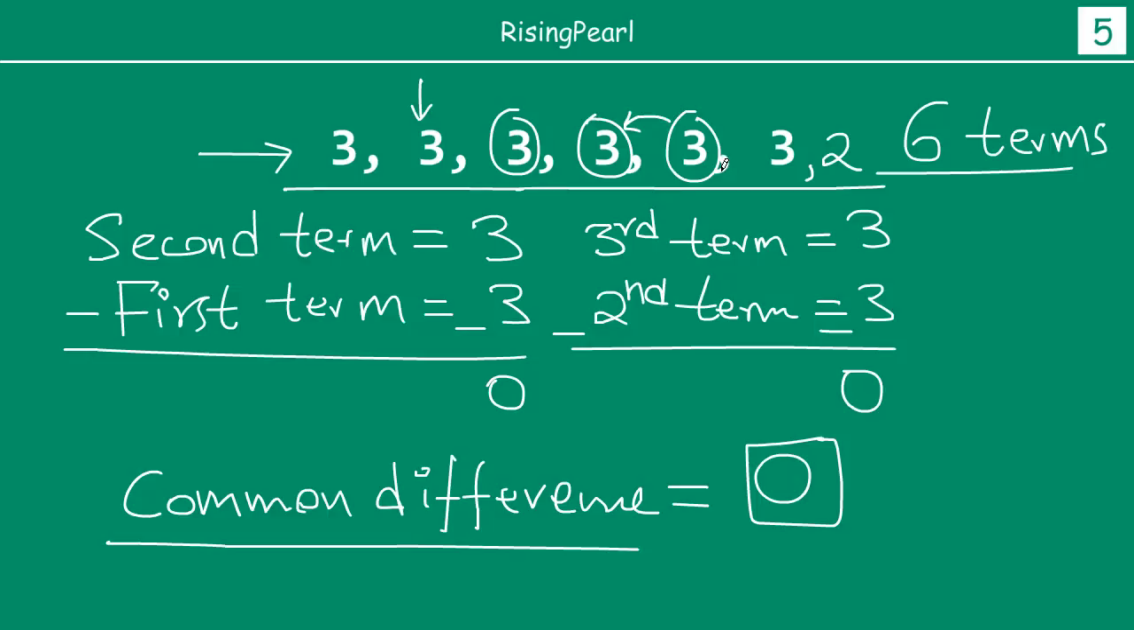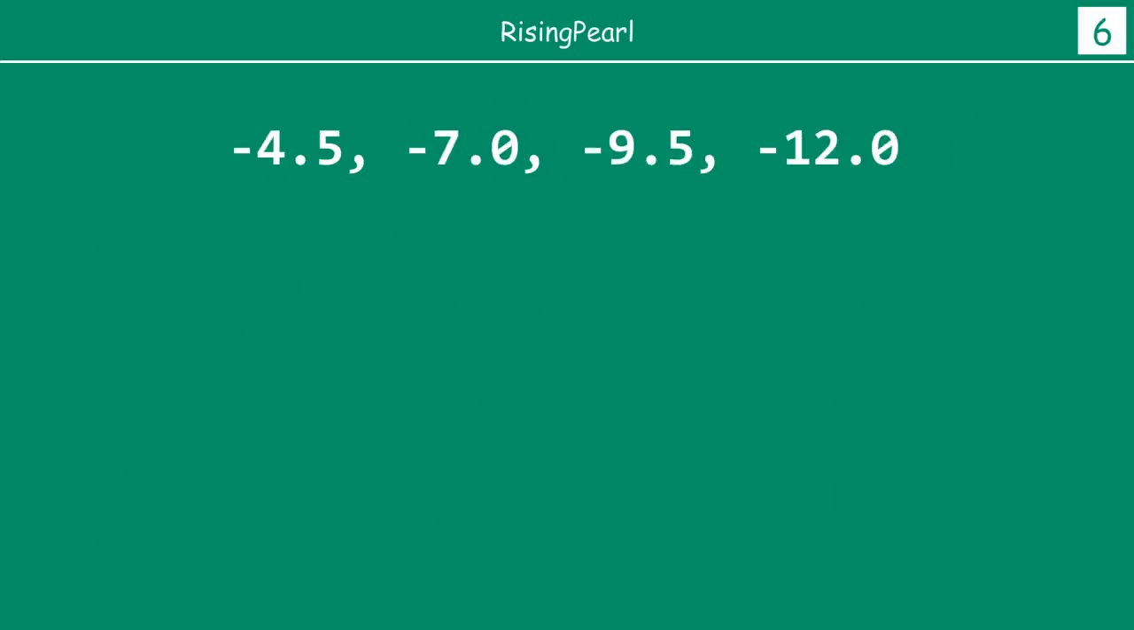So this kind of set of numbers, where you take any term and subtract the previous term from it and you get the same value for each and every term, is called an arithmetic progression. So let's take a look at a fourth example that we have not looked at just yet. We have 1, 2, 3, 4 terms.